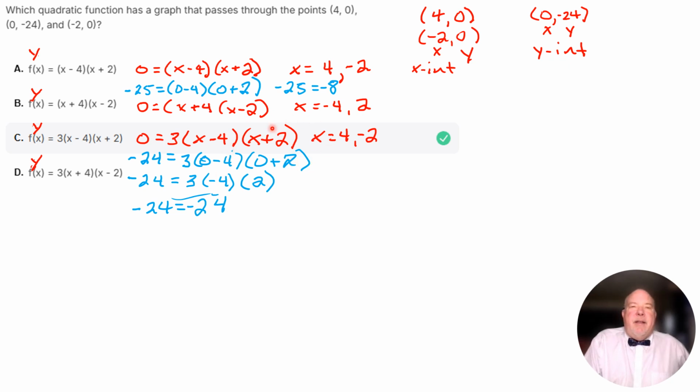Again, remember, I did this in a shorter way, but you could have just taken these points, plugged in 4 for x and 0 for y, and seen if it comes out true, and then done the same thing for the other 2 points. All 3 points would have to work, and the only one that's going to work for all of them is C.